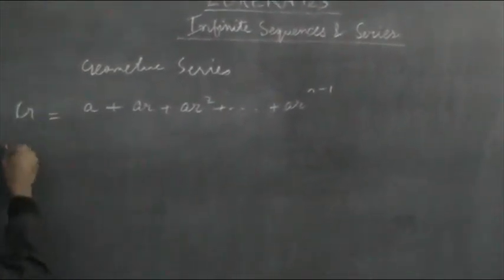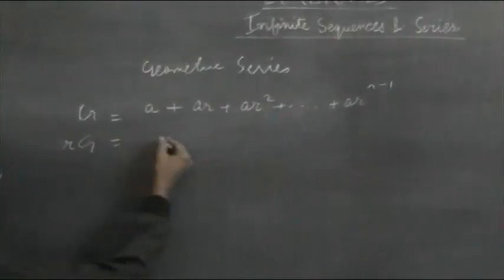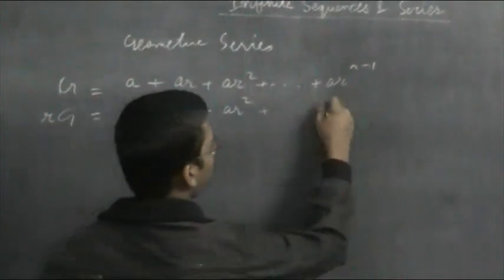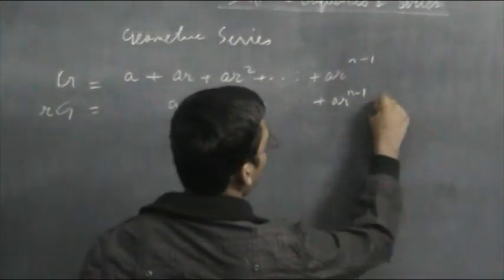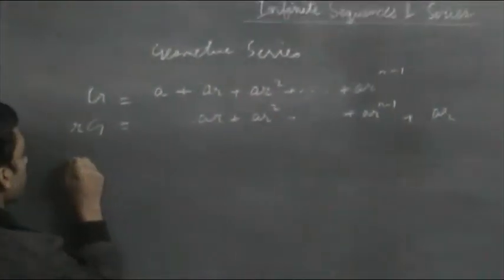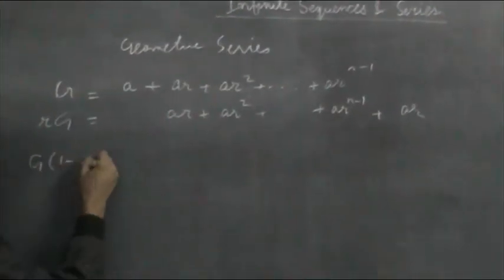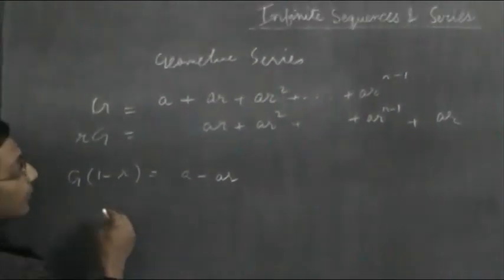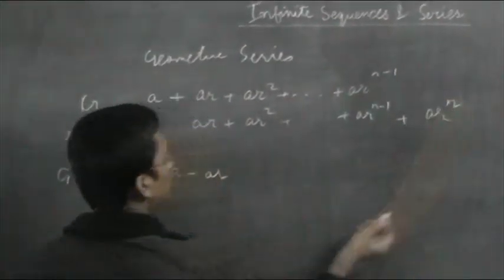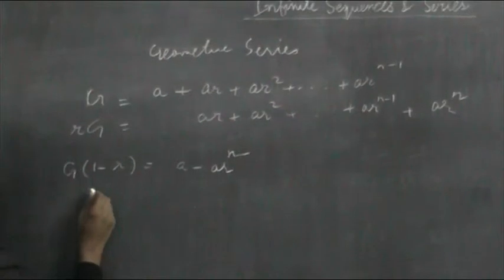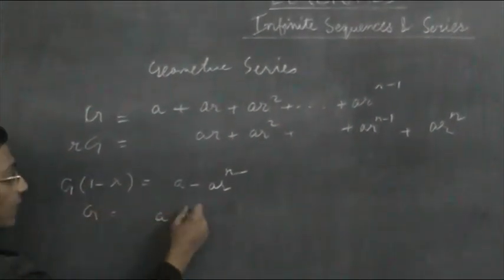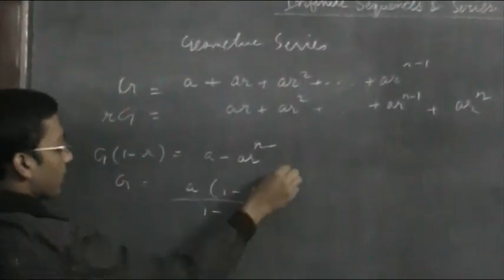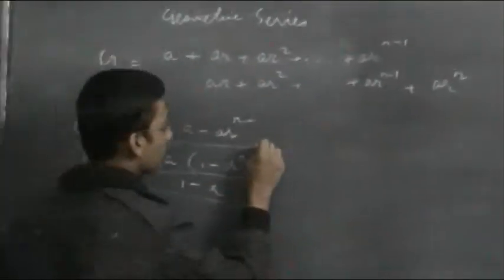So what will be r times G? It will be ar plus ar square plus up to ar to the power n minus 1 plus ar to the power n. Now when we subtract them, we get G times (1 minus r) equals a minus ar to the power n. So we get G equals a times (1 minus r to the power n) by (1 minus r). So this is the sum of the geometric series.